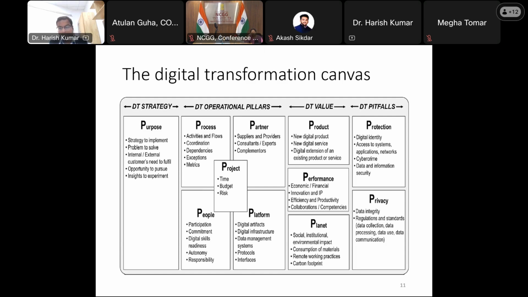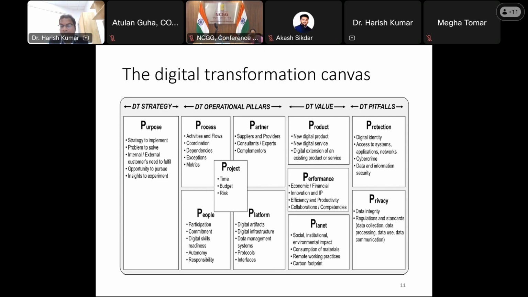If we talk about this DT value, like I mentioned, value propositions and value differential, there are three areas we can talk about: product, performance, and planet. Maybe like I was mentioning about the hand wash public utility, earlier it was a solid product, now it is in liquid or gel form.